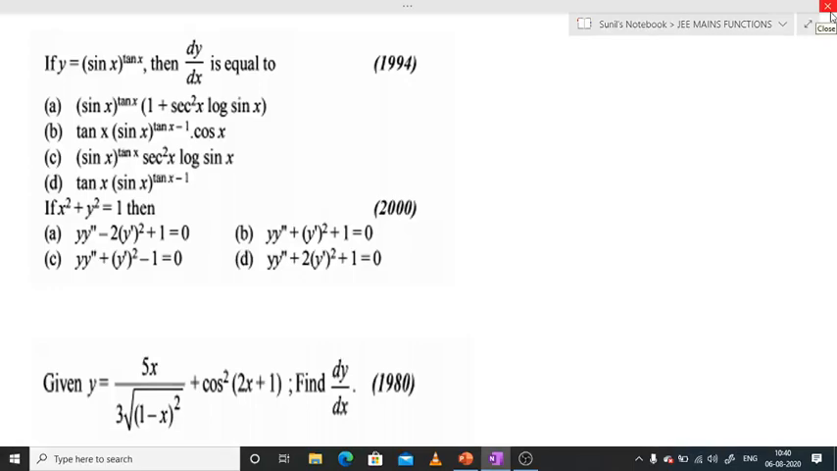We will see some subjective questions and objective questions of JEE Mains and Advanced. Now here, y is equal to sin x power tan x. We need to find the dy by dx. So in the textbook method, we apply log on both sides, but here what I do is I just put e and log.